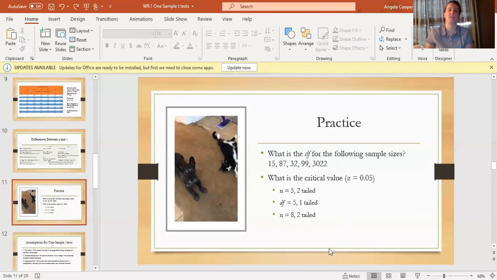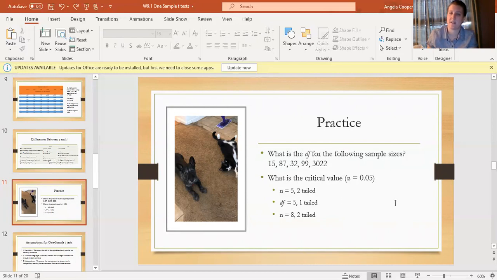Okay, so just a quick little thing. What's the degrees of freedom for the following sample sizes? 15, 87, 32, 99, 3022. Well, degrees of freedom, again, is n minus 1. So for 15, minus 1 is 14, which would be our degrees of freedom.